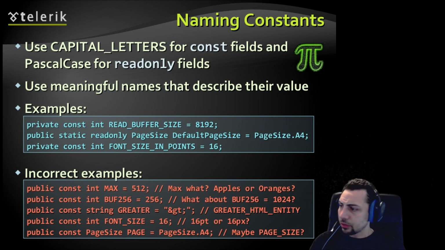Constants, you've actually seen a few of these. Things like pi, e, int max. They are always denoted with capital letters, and they use underscores, not camel case or Pascal case.